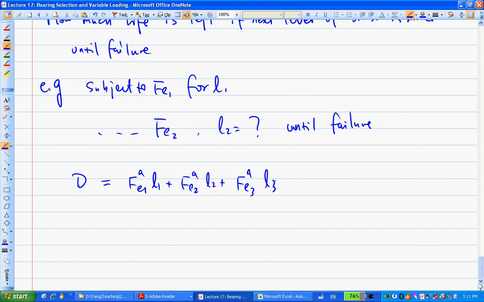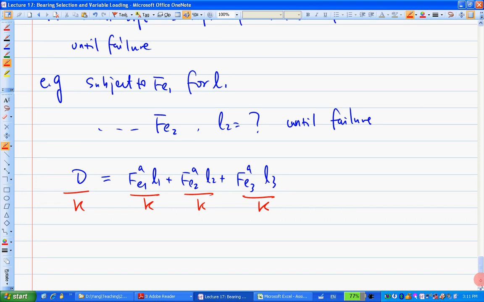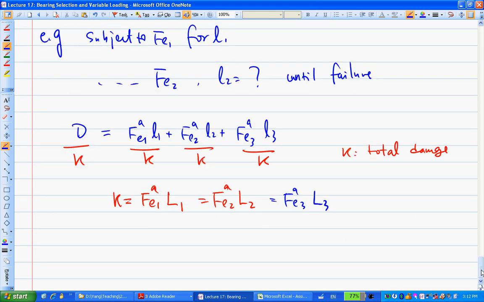Now, let's do this. I divide both sides by the total damage K. This is probably as far as the mathematics goes. So what's K? K is the total damage, for each one until failure. For example, K equals FE1 to the power of A, capital L1. If you subject to FE2, it'll be capital L2. If you subject to FE3, it'll be capital L3.